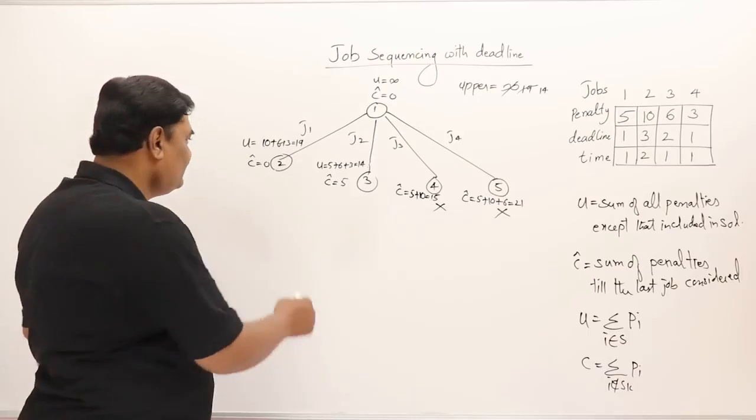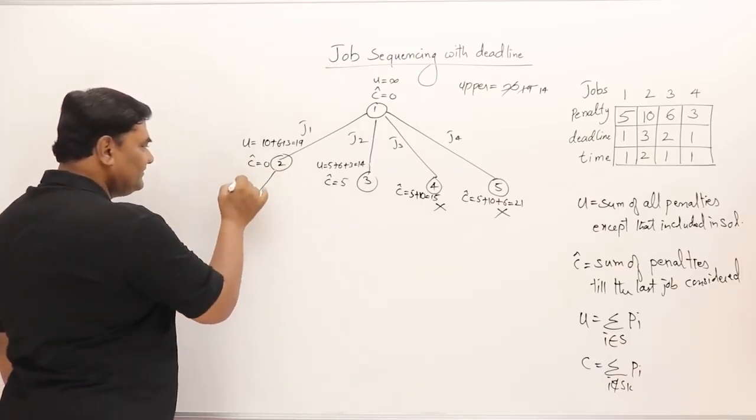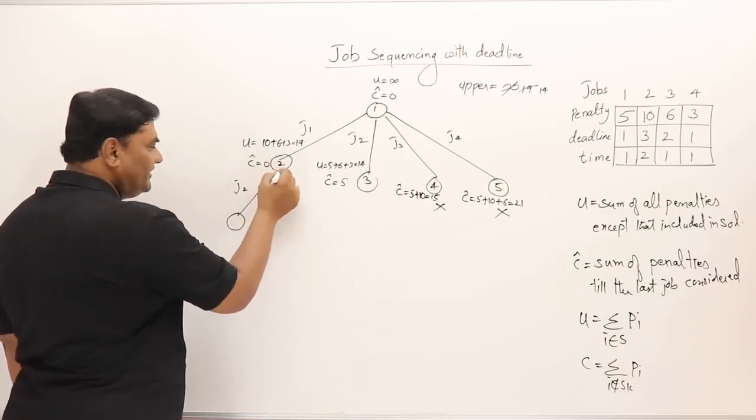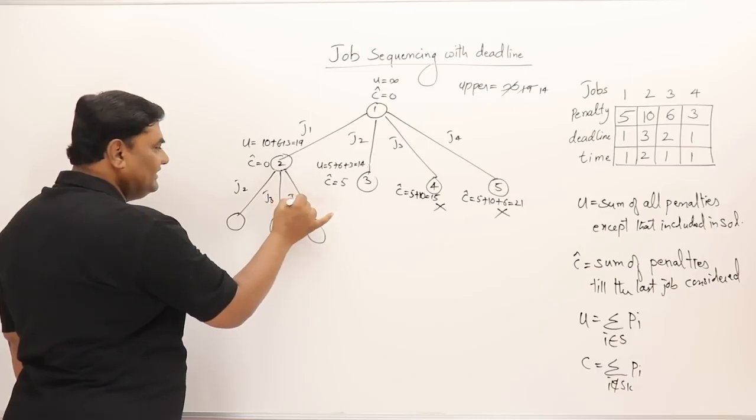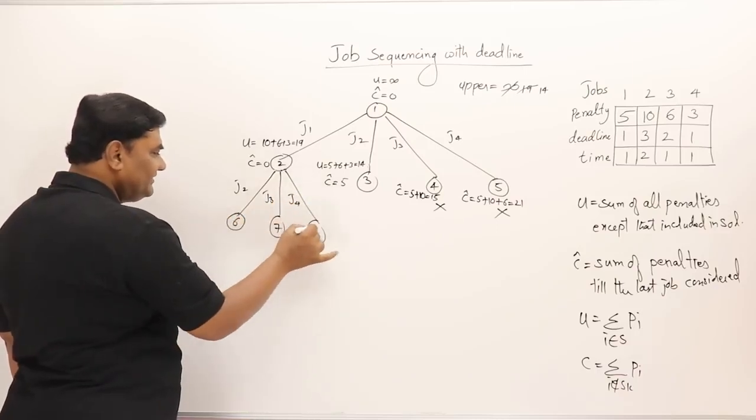Let us expand. So this node I will expand. So first job 1 was done. Now job 2. And also I should try job 3 and job 4. So I'll calculate them one by one. 6th, 7th and 8th node.